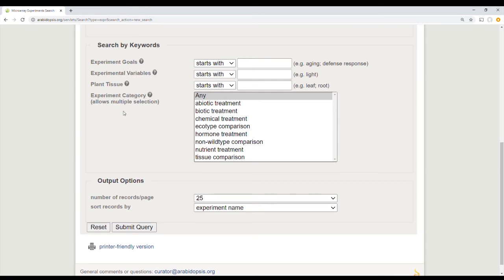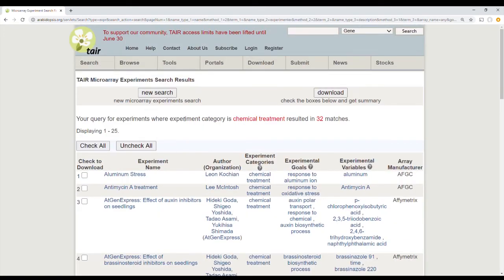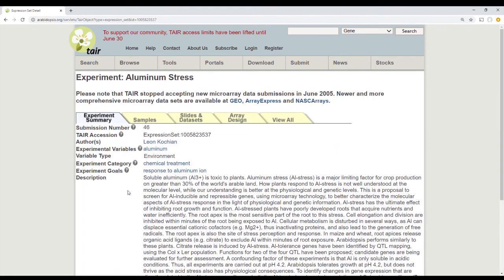I'm going to say that we look by experiment category, and let's look specifically at chemical treatments. When we submit our query, this is going to show us all of the different, as it turns out, there are 32 submissions where somebody did a chemical treatment and did analysis of the expression of the different genes in Arabidopsis. And so the first one is aluminum stress. Okay, so let's go ahead and click that.